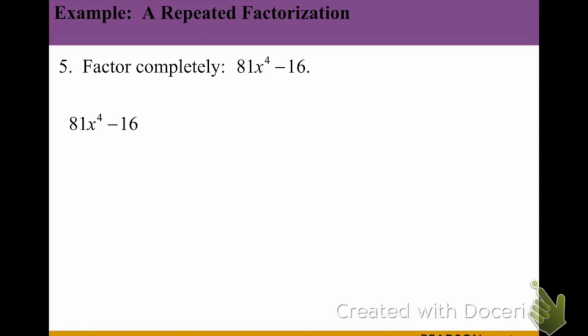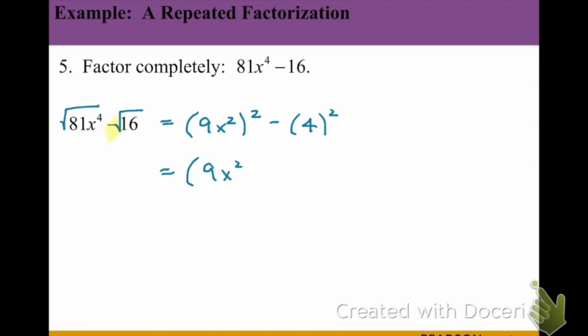Similarly here, notice that there is a difference, and we can square root both terms. In this case, the square root of 81x to the fourth is 9x squared, and the square root of 16 is 4. So we can rewrite this using our difference of squares pattern as the two factors, 9x squared minus 4 and 9x squared plus 4.